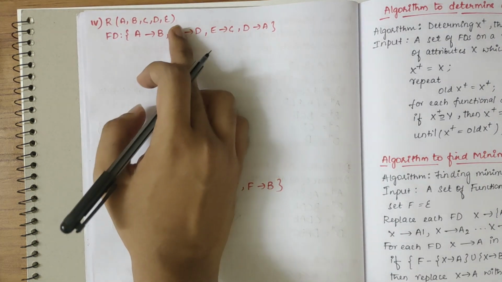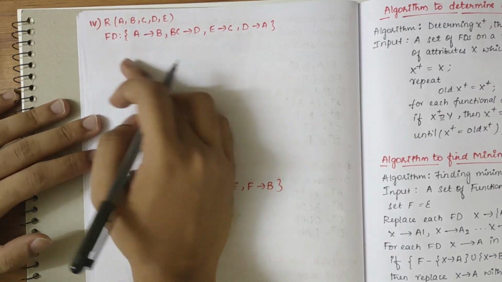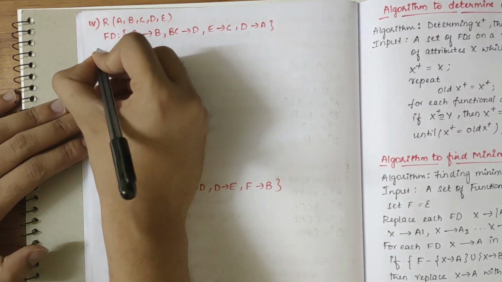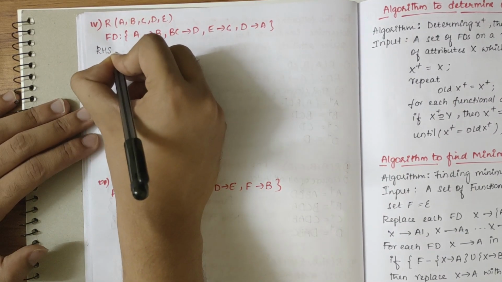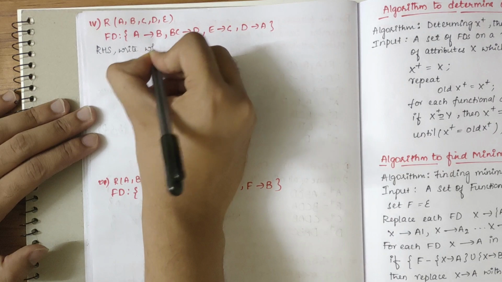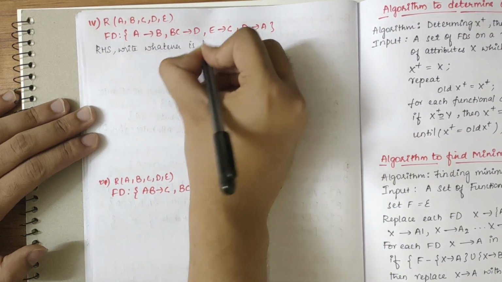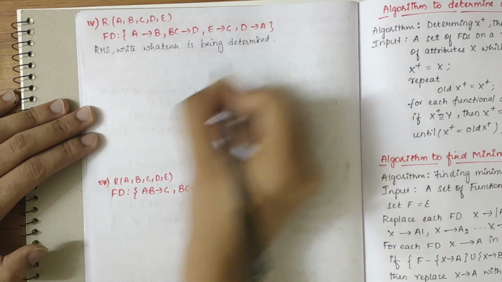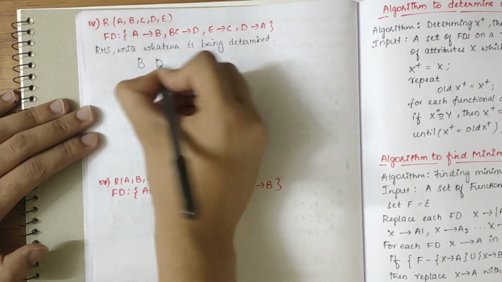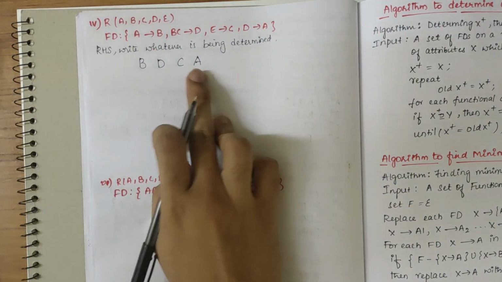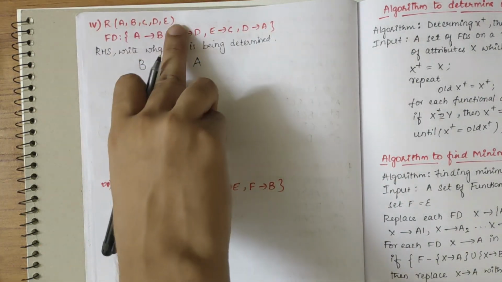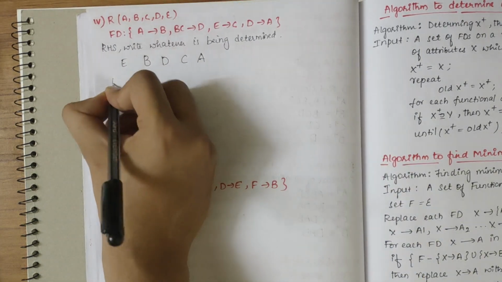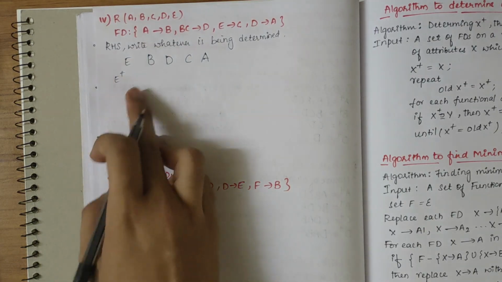The relations are given here, A, B, C, D, E, and then the functional dependencies are also specified here. So let's use the shortcut method. The shortcut is to look into the RHS part and write down whatever is being determined. So here we have B, D, C and A. So A, B, C, D is covered, E is missing. So I'll write E here and then I'll try taking E closure and check if E closure determines all these.